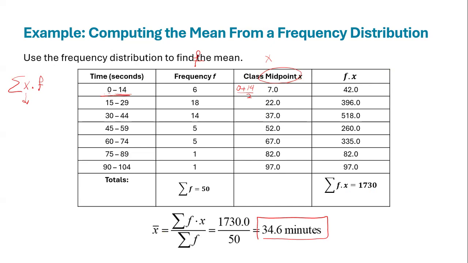Okay, so remember, the point of this table is that whenever you have classes, meaning a range, an interval of data values, an interval from 0 to 14, and you only need one number for that class to multiply by the frequency and find the mean, you need to choose the midpoint. You need to find the midpoint.